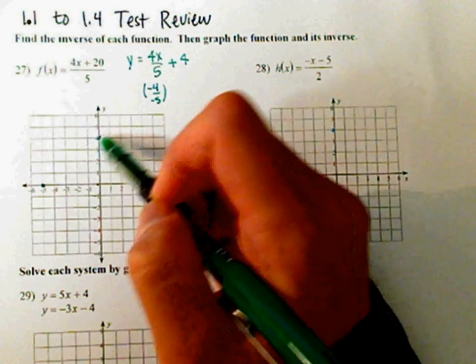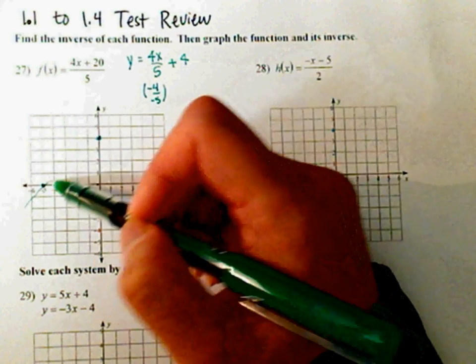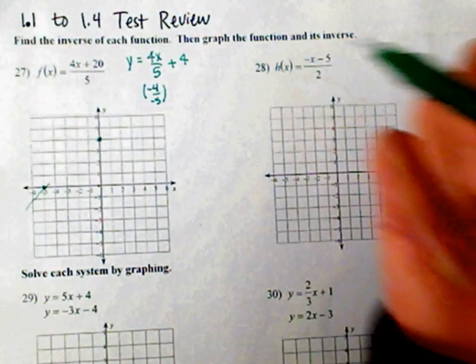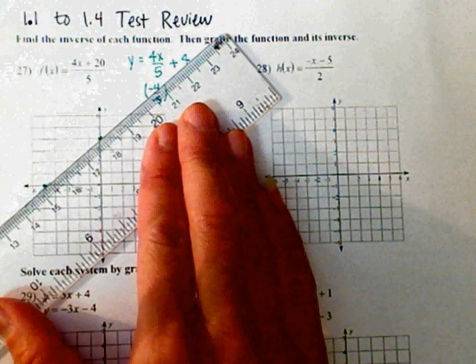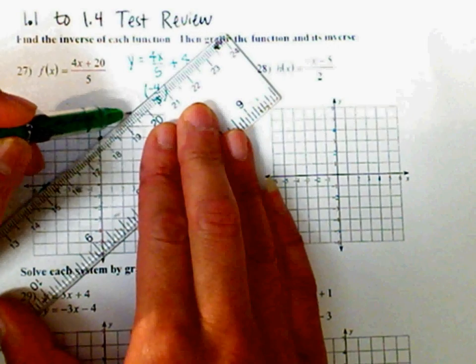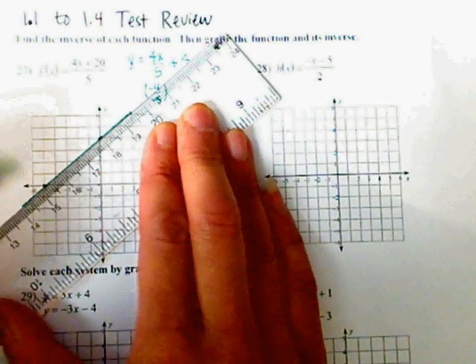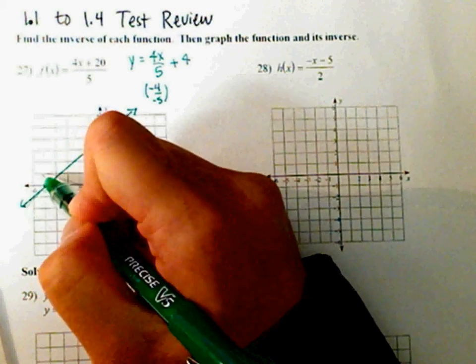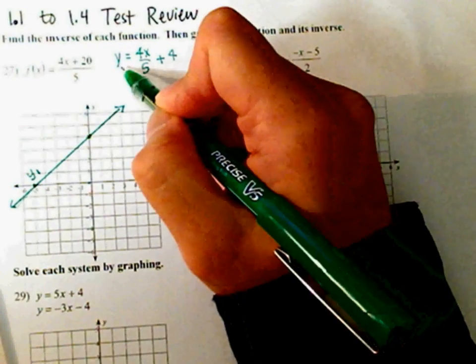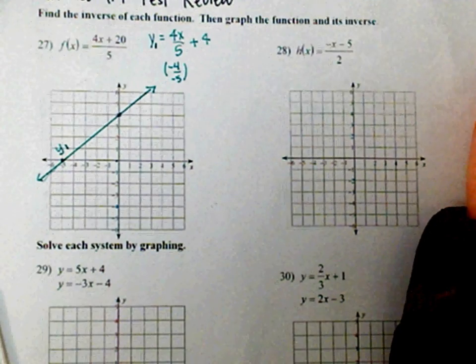When I connect these 2 points, notice this is a positive slope. So it's going to work. And I'm going to use a ruler to help me graph, so it makes it a lot prettier. Okay? So there's my first line. I'm going to call this one y1, just so you guys can kind of see.